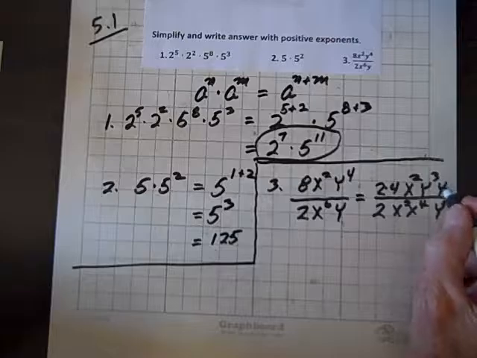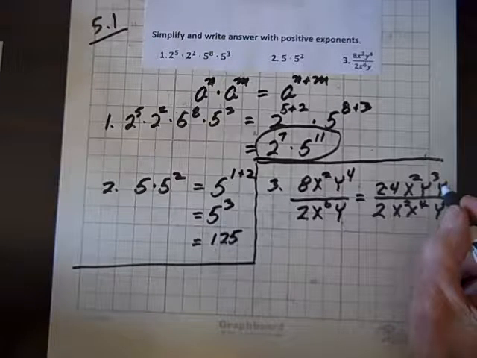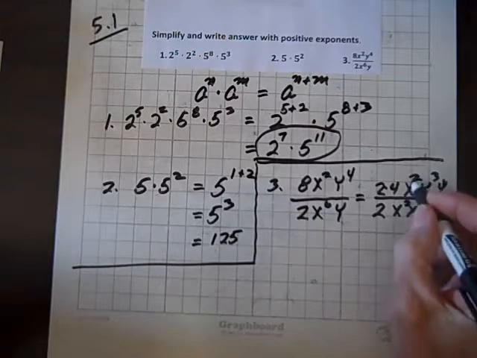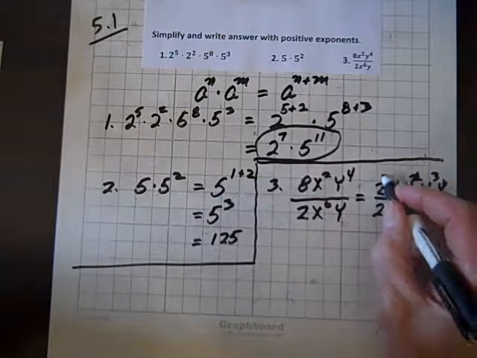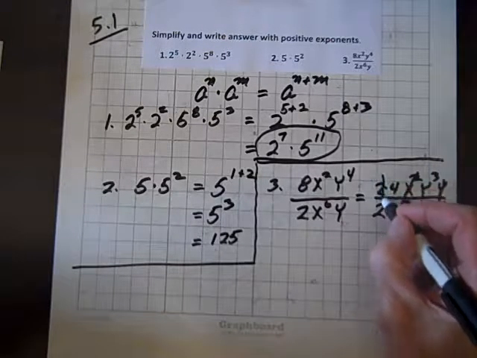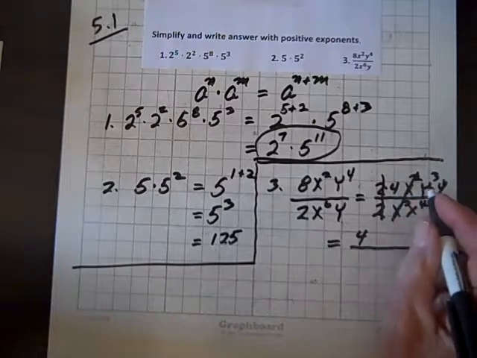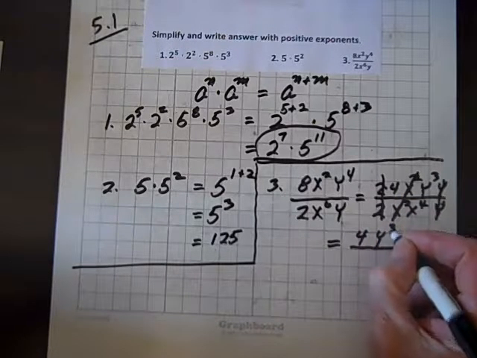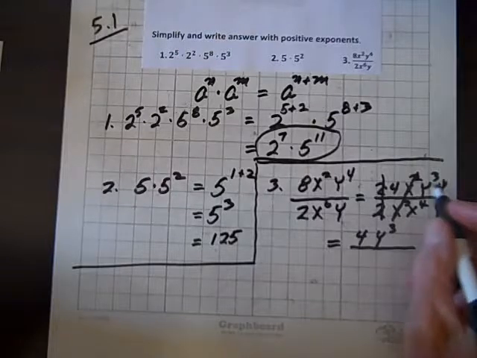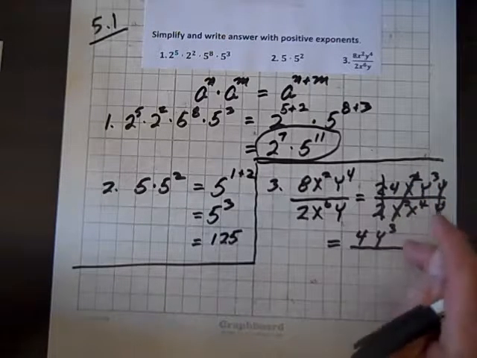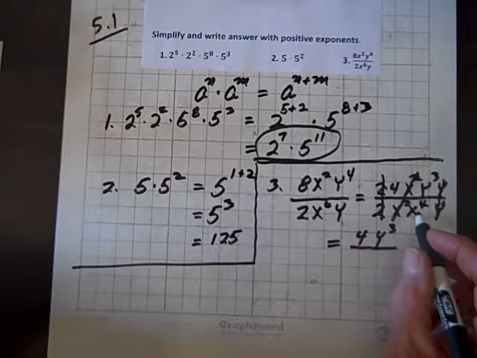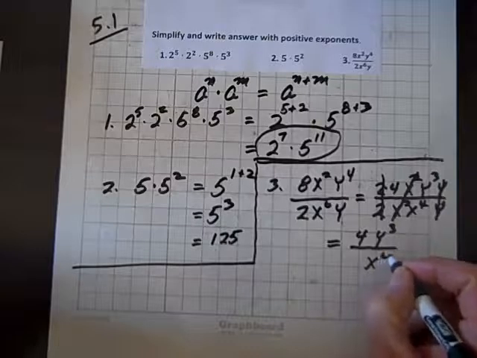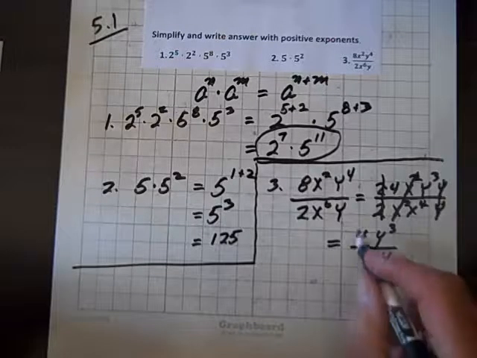Now watch this. These y's are identical. They are going to divide out. The x squareds will divide out. They are identical factors, and the 2's divide out. So what do we have left? We have a 4 y cubed, and those are the only 2 remaining factors in the numerator. Downstairs we just have an x to the 4th remaining, and so we are done right there.